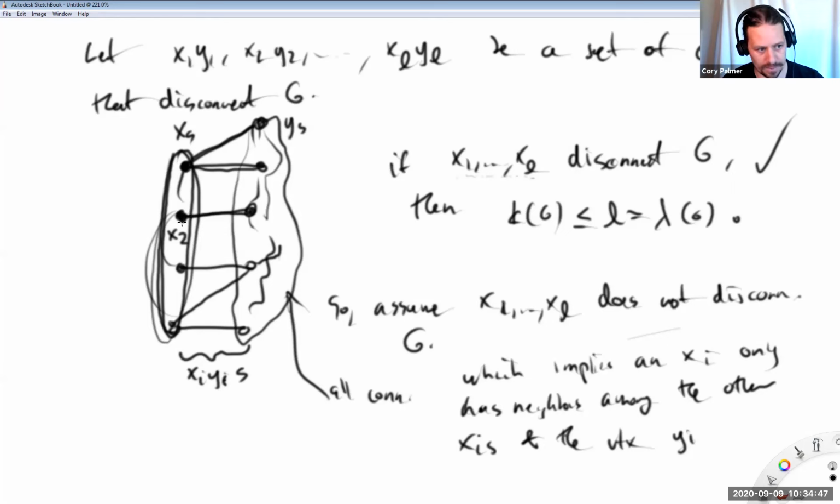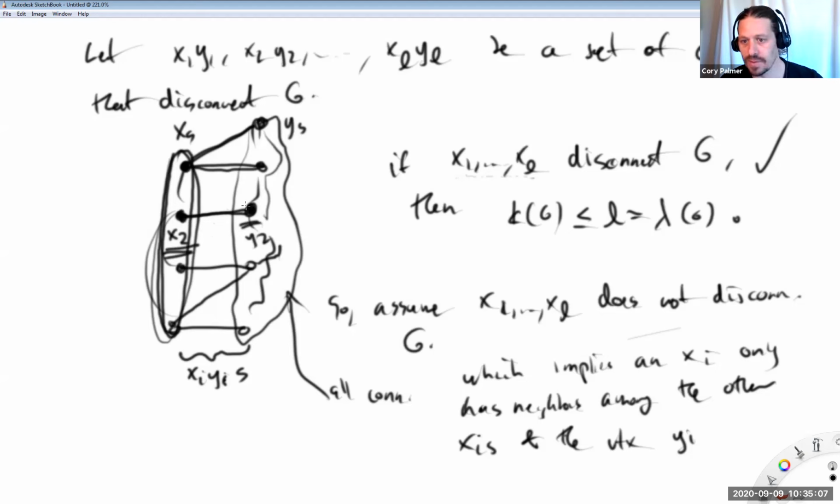In order to do that, I'd like to say that its only neighbors are among the xi's, and say we're looking at x2 specifically, I want to show it's just the xi's and y2. Those are the only things x2 can be adjacent to. That's what I'd like to prove, because that's at most L things. As of now, I can't prove that.